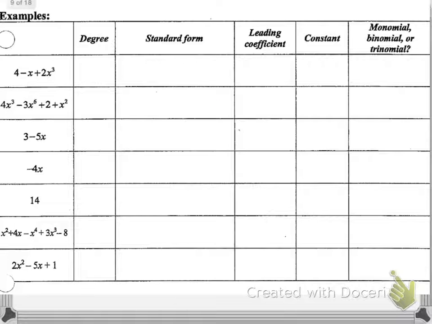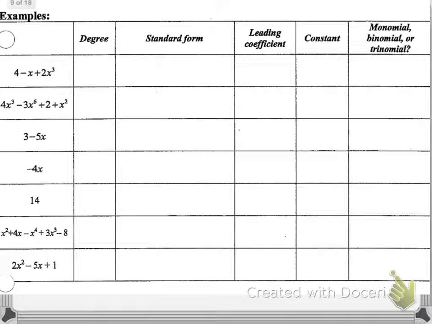So let's do some practice here. All right. So I'm going to go down through the list, and we want to pick out what the degree, leading coefficient, constant are all going to be. We want to write it in standard form, and we want to decide if it's a monomial, binomial, or trinomial. So my advice to you would be to always start by putting the polynomials into standard form. Just makes it easier when you're looking for a degree if you have your polynomial in standard form.